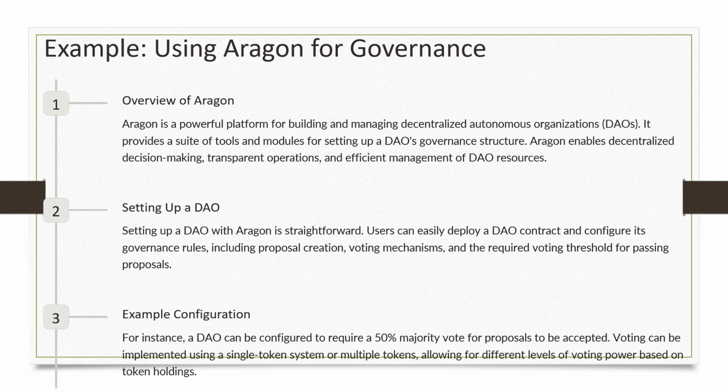For example, using Aragon, a DAO can be set up with specific governance rules, such as requiring a 50% majority vote for a proposal to be accepted. This can be implemented using a single token system or multiple tokens, allowing for different levels of voting power based on their holdings. Aragon's flexibility and comprehensive toolset make it a powerful choice for building and managing DAOs.